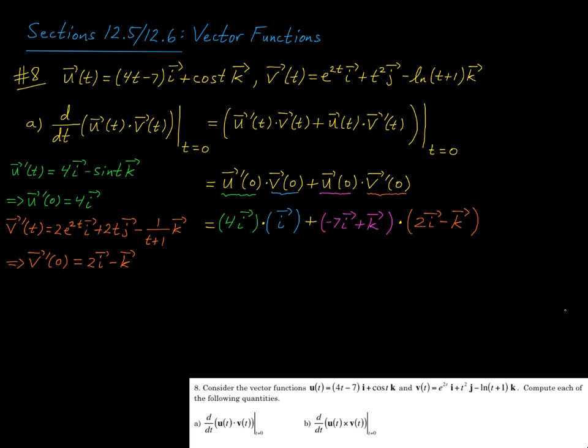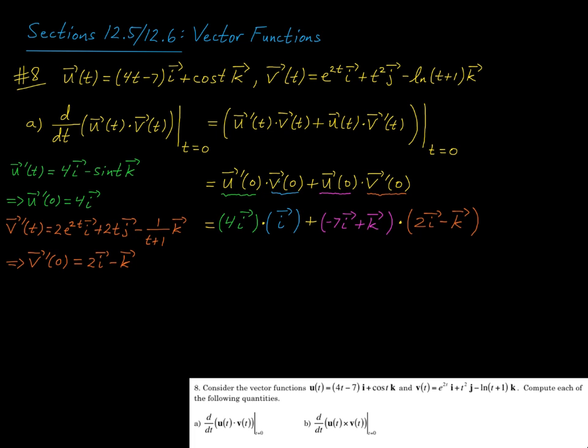Okay, so let's go ahead and do that. So u prime of 0, well, off to the side here, go ahead and compute u prime of t, and that's going to be what? The derivative of the i component, that's just 4, so 4i, and there's 0 for the j component. And then for the k component, the derivative of cosine is negative sine, so I get negative sine t k. So if I plug in 0 for t into the derivative, I just get 4i, because the sine of 0 is 0. So u prime of 0 is just 4i.